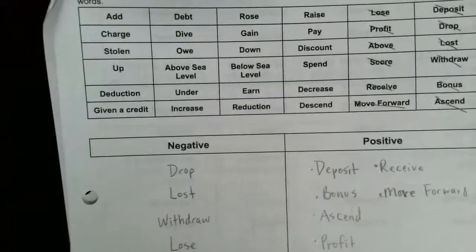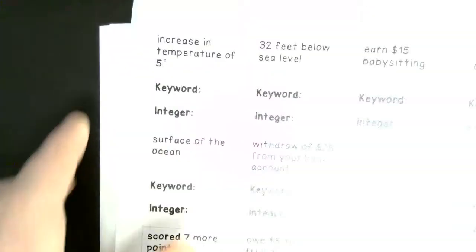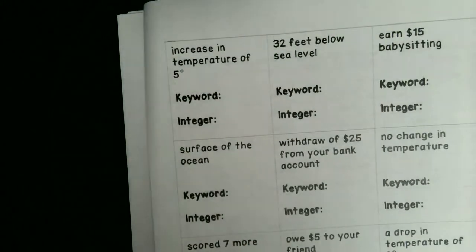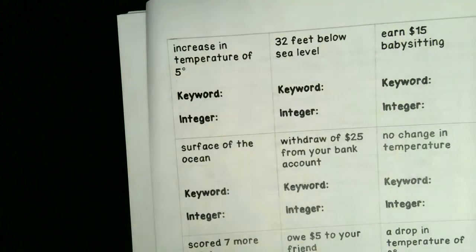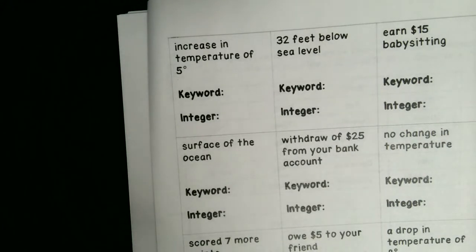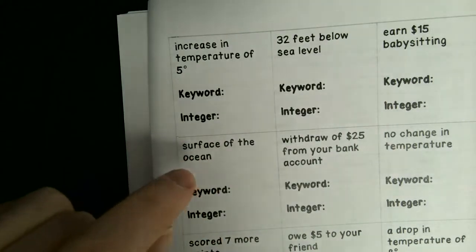Okie dokes. Moving on. Again, you'll be able to check my answers. They'll be posted on the assignment, so make sure to check those out. Now we're going to look at situations involving numbers, and we're going to use the key words we just sorted to help us write either a positive or negative integer. An integer is a whole number, like 1, 2, 3, 4, 5, 6, 7, 8, 9, 10, and their opposites, -1, -2, -3, -4, -5, and so on. And 0. 0 is also an integer. We're going to talk about that in a second when we do the number lines.